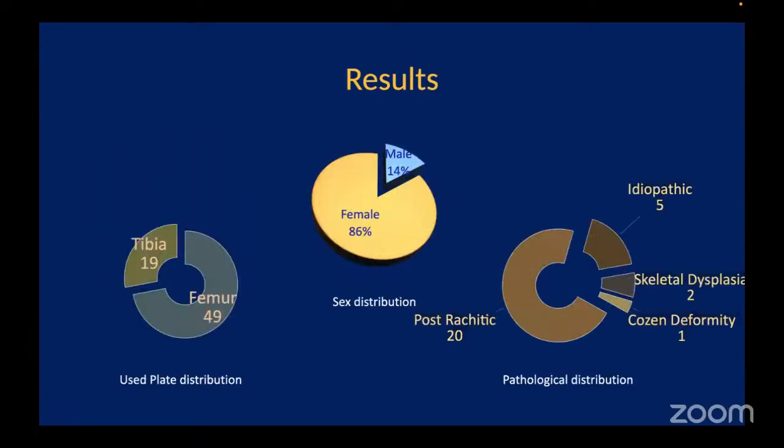This was the distribution of the plates used: 19 plates were used in the tibia and 49 in the femur. On sex distribution, females were more common, with a 1:6 ratio; the males were 1 and the females were 6. The pathological distribution was such that 20 patients had post-rachitic deformity, while idiopathic were 5, skeletal dysplasia was 2, and Blount's deformity was seen in 1 patient.